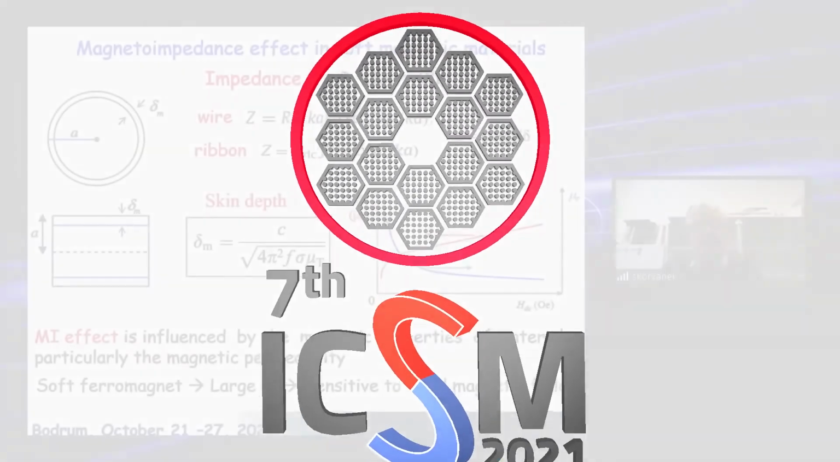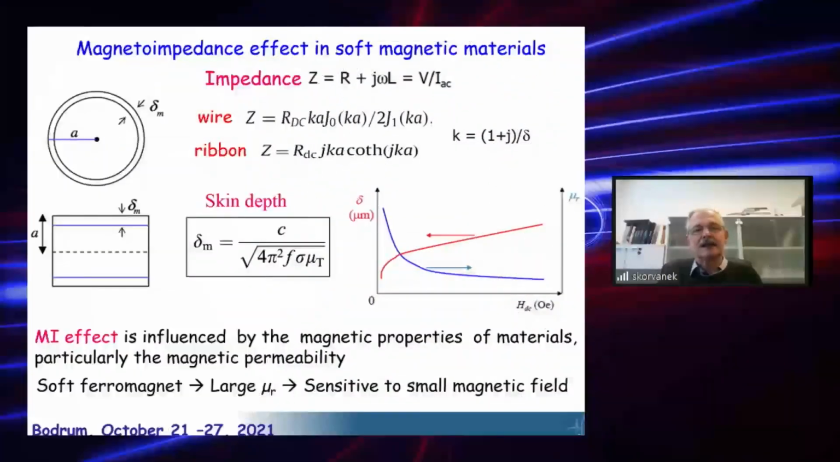So at the beginning, a short introduction to magnetoimpedance. Magnetoimpedance corresponds to the change of the real and imaginary part of complex impedance of a ferromagnetic conductor when this conductor is exposed to a static magnetic field.